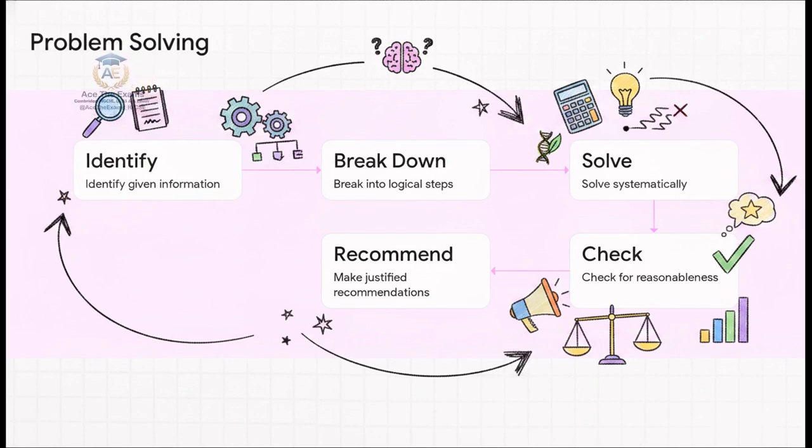Step 1, identify the given information. Step 2, break the experiment down into logical steps. Step 3, solve systematically. Step 4, always pause to check for reasonableness, like, does this anomaly actually make sense biologically? And Step 5, make justified recommendations based on the data. If you follow this loop, no unfamiliar context or strange data set can ever panic you again.